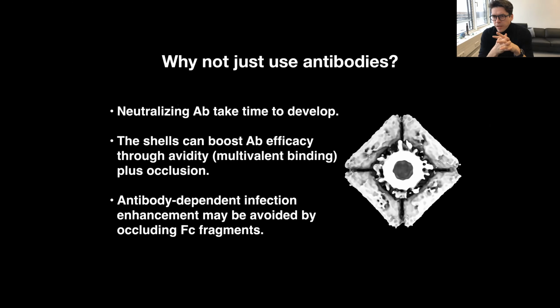And we're not saying we're going to replace antibodies. We're saying we could maybe improve the efficacy of existing antibodies. Maybe you have some antibody for a target viral pathogen, but it's not neutralizing. Then when you put this into a shell, you can make it into a neutralizing system. And then we also have avidity, multivalent binding, plus occlusion with these massive shells. As a third point, an interesting aspect is an effect that's called antibody-dependent infection enhancement. Maybe this can be avoided by including the Fc fragments of antibodies in our shells.